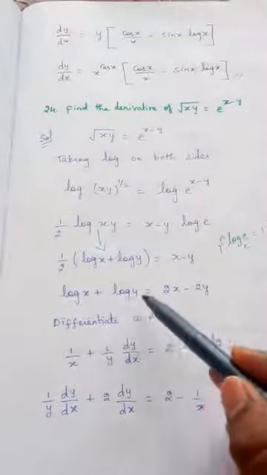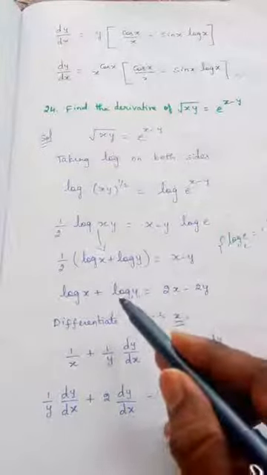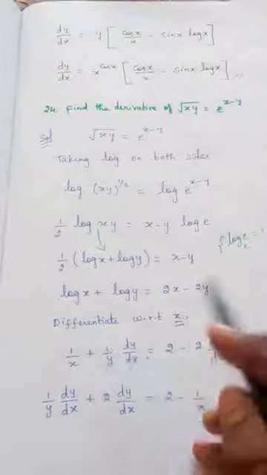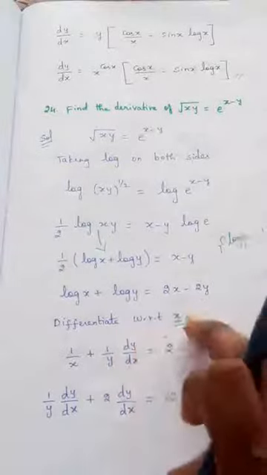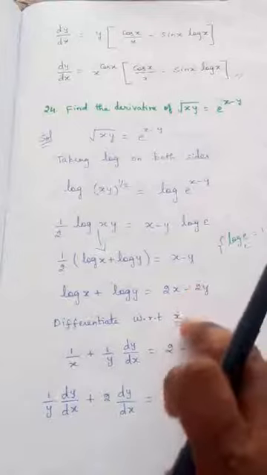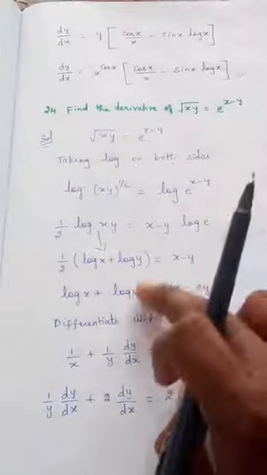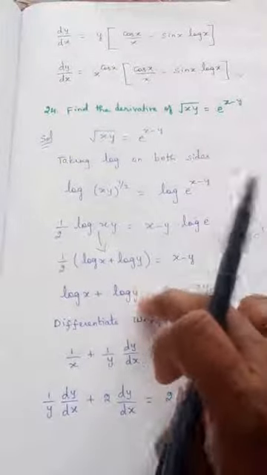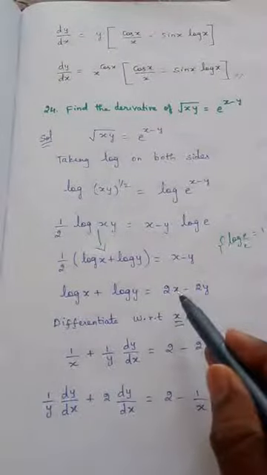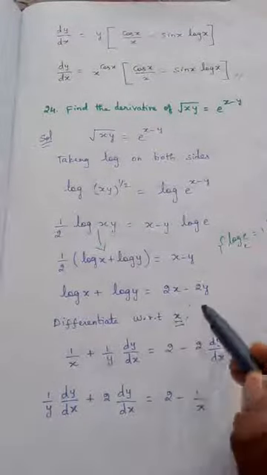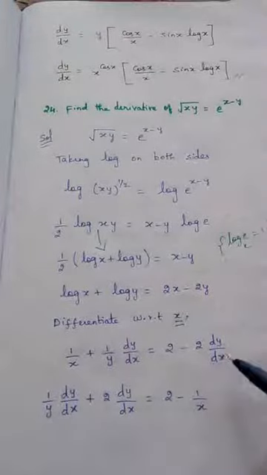Plus log y, we are differentiating with respect to x. So what is the answer for log y? 1 by y dy by dx. Don't forget to write dy by dx, because we are differentiating with respect to x. Log y, answer is 1 by y, but in place of x, y is present. So differentiating y once again, dy by dx equal to, if you differentiate x, 1 will come. So 2 into 1, 2 minus 2 dy by dx.